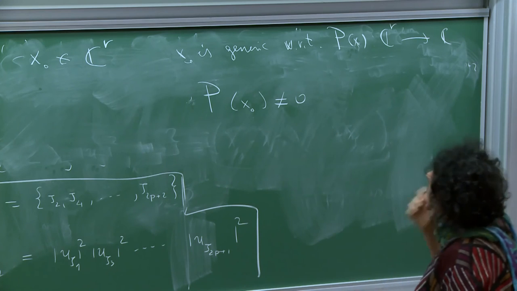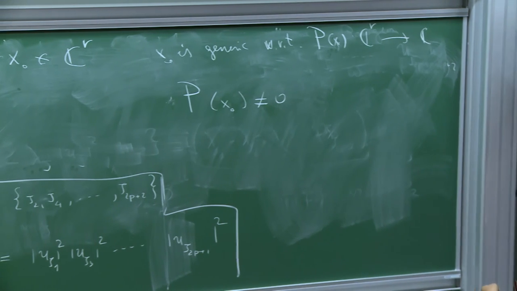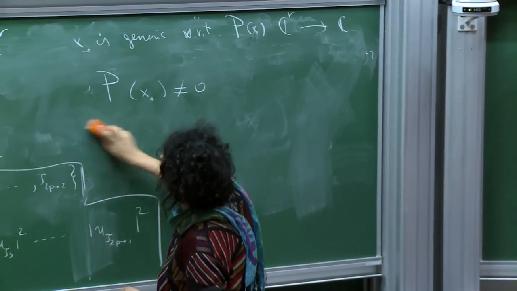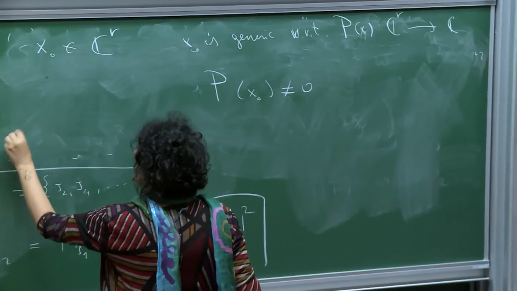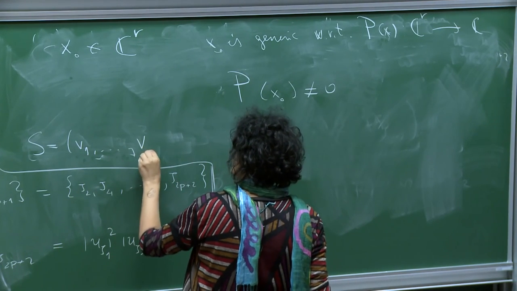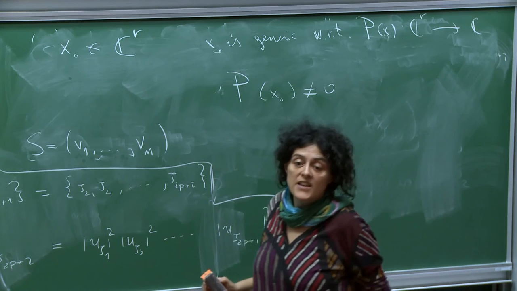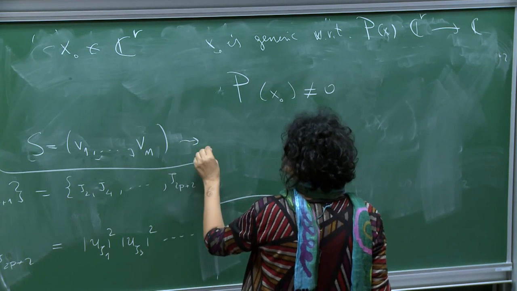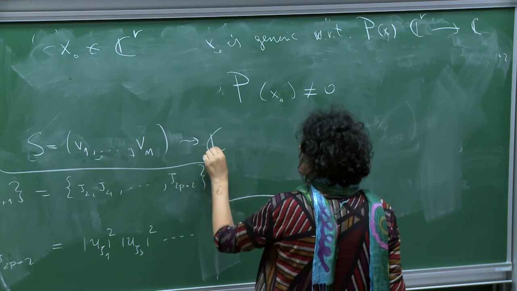Okay? So now, when I think of my set S, I can surely embed it in some C^R, because S is v1 up to vn, and each of these is a two-dimensional vector. So S, I can think of it as a point inside C^(2n).